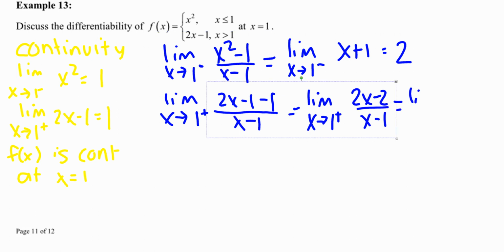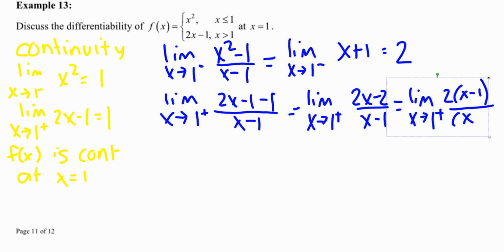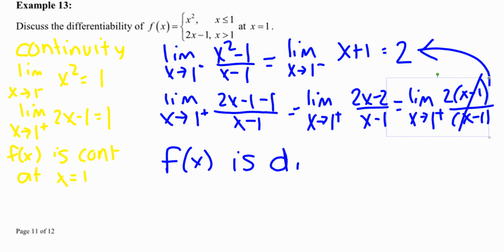Still not quite there, but keep going. 2 times x minus 1 over x minus 1. Look at that. Now it cancels out and we get the same answer, 2. So what we have seen there is that f of x is differentiable at x equals 1.